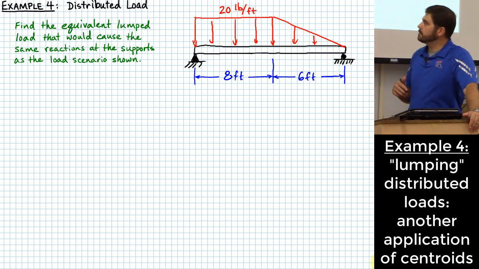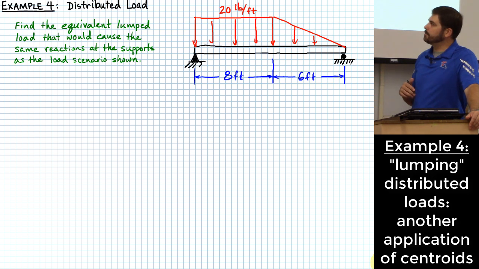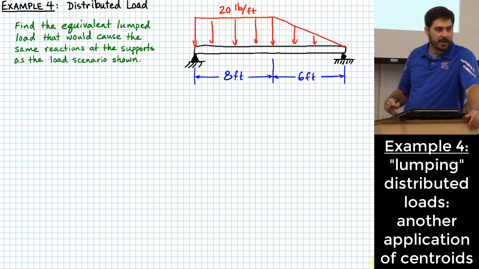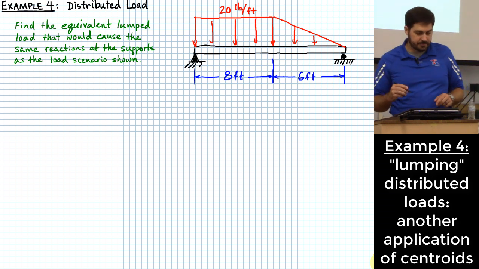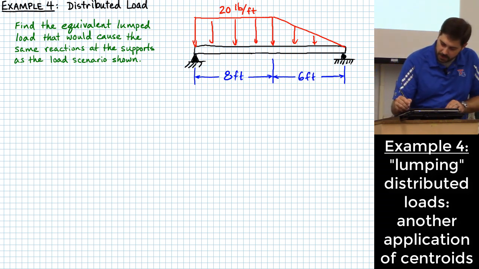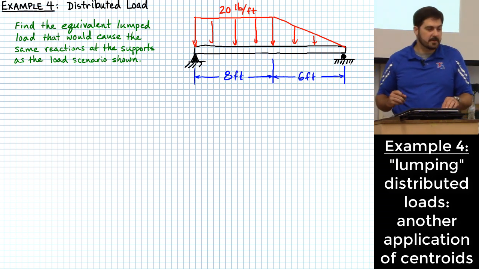Okay? So here's our problem. The height of it at the horizontal part right there is 20 pounds per foot, and the widths are given on the figure. How do we figure out where we should place the lumped equivalent load that would cause the same reaction at the two supports? Okay? What do you think the first step might be here?